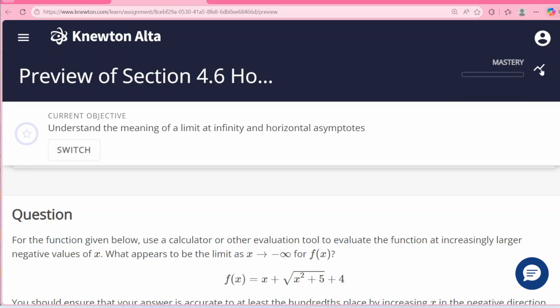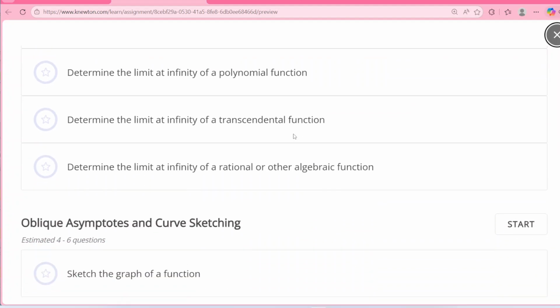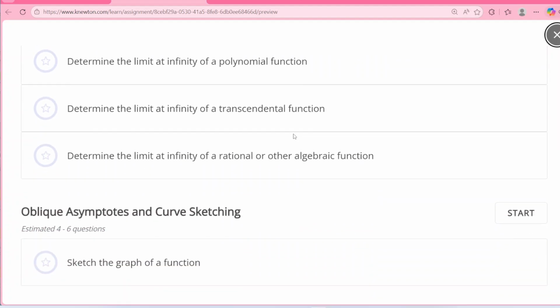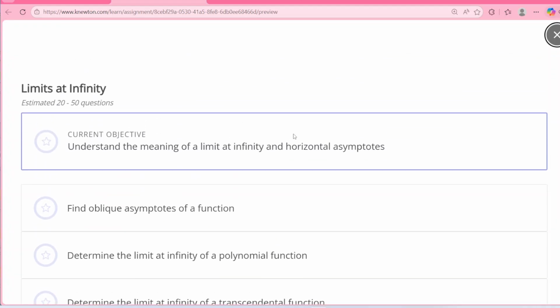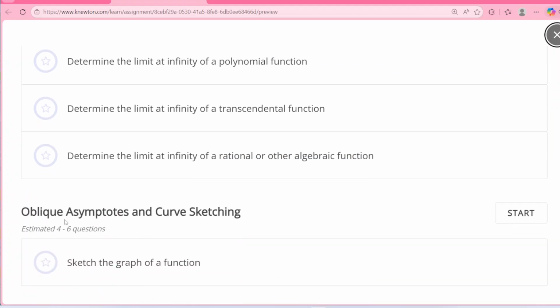Next to this is an activity log, and if you click on that, it'll show you all the objectives for the assignment. This particular assignment is broken up into 6 objectives under 2 headings. One is limits at infinity, and the other is oblique asymptotes and curve sketching.